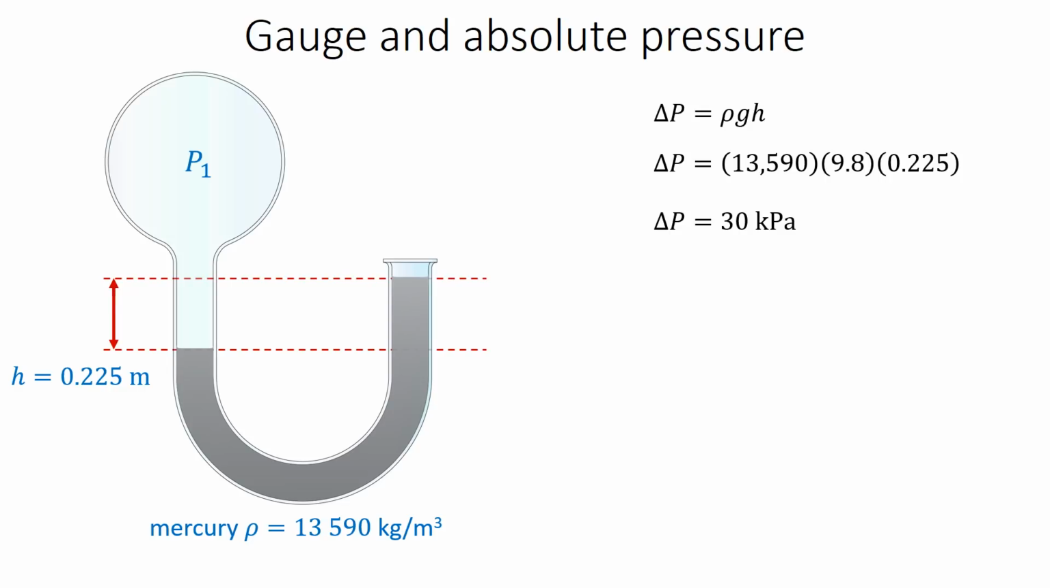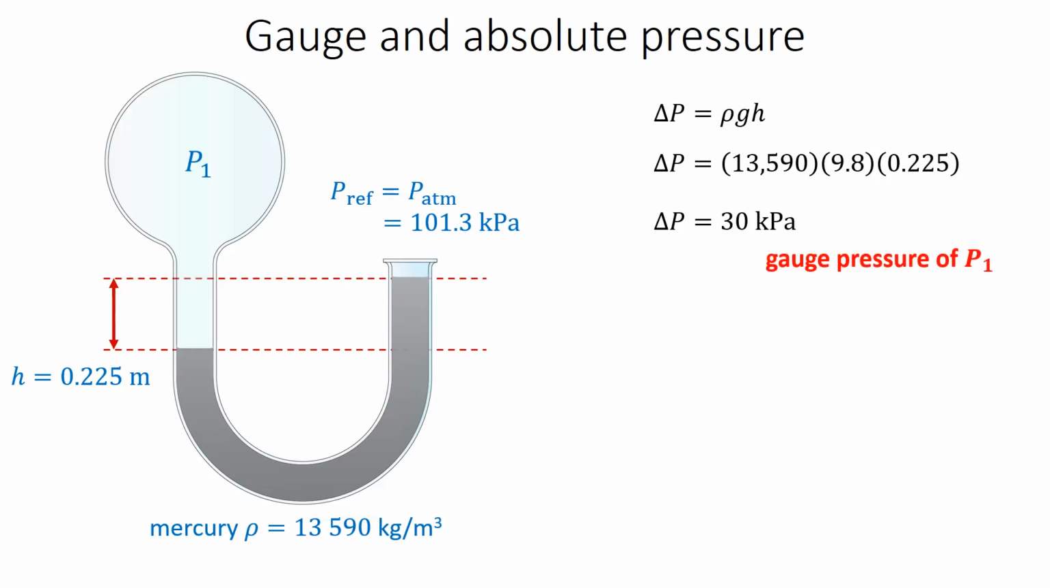At the other end of the tube, the atmosphere is pushing back on the liquid, so our reference pressure in this case is the atmospheric pressure. We say that the pressure P1 is 30 kilopascals greater than atmosphere. We call this a gauge pressure.